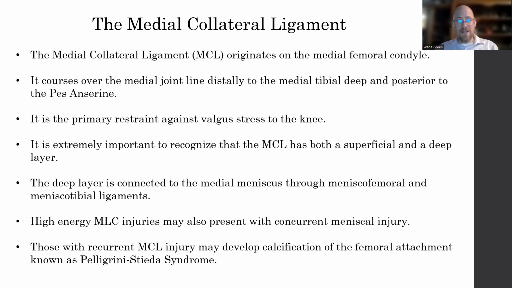Remember, a valgus stress is anything that comes from the outside and causes the knee to open medially like this. So the MCL is the primary restraint against that. Now, one thing that's super important to know: the MCL is fairly thick, and it possesses two main layers. It has a superficial layer, which is my primary restraint against valgus stress, but it also has a deep layer. That deep layer has an attachment to the meniscus through these little tiny ligaments called the meniscofemoral ligaments and the meniscotibial ligament. So these little tiny ligaments connect the deep layer of the MCL to the meniscus.